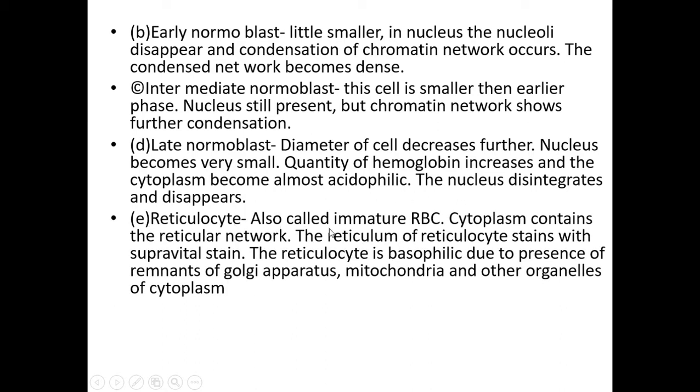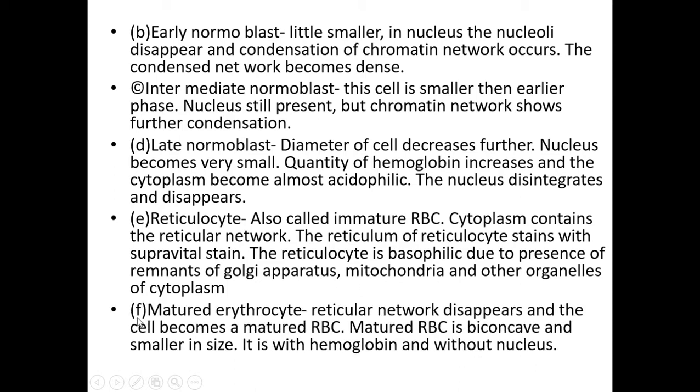Reticulocyte, also called immature RBC, has cytoplasm containing a reticular network. The reticulum of reticulocyte stains with supravital stain. The reticulocyte is basophilic due to the presence of remnants of Golgi apparatus, mitochondria and other organelles of the cytoplasm. And lastly, mature erythrocyte. The reticular network disappears and the cell becomes a mature RBC. Mature RBC is biconcave, smaller in size, with hemoglobin and without nucleus.